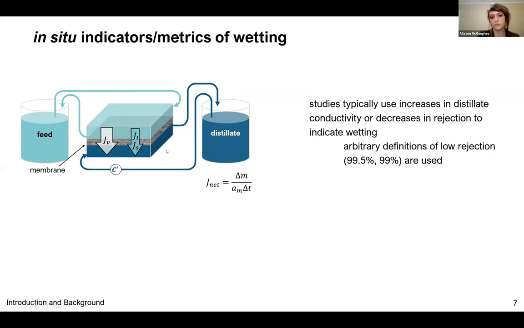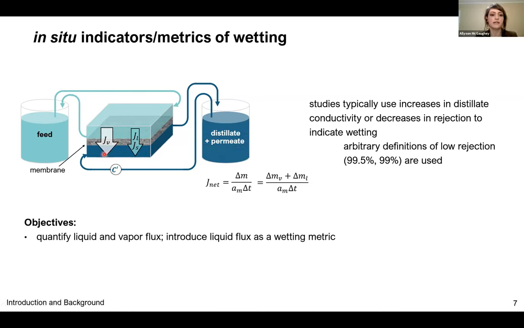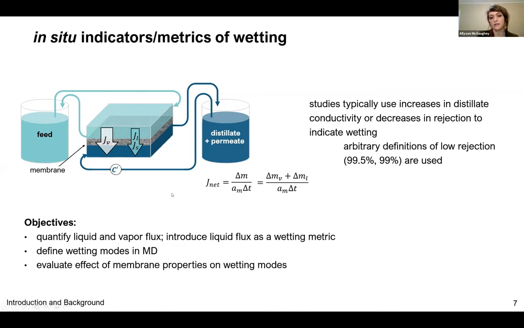This is, of course, implicitly understood in the MD literature, but not typically explicitly acknowledged. When we have liquid flux, we not only have condensed vapor, distillate, accumulating, but also liquid permeate accumulating in our product water. So for that reason, I'll refer to this as the distillate permeate stream for short, just to acknowledge that. And in that case, net flux depends on both the condensed vapor and the permeate passing the membrane. So the objectives of this study were to quantify both liquid flux and vapor flux during MD and introduce liquid flux as an in situ wetting metric, to define modes of wetting in MD and look at the effect of membrane properties on those modes, and to evaluate trade-offs between liquid and vapor flux.